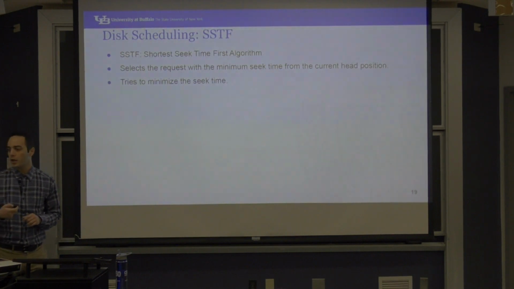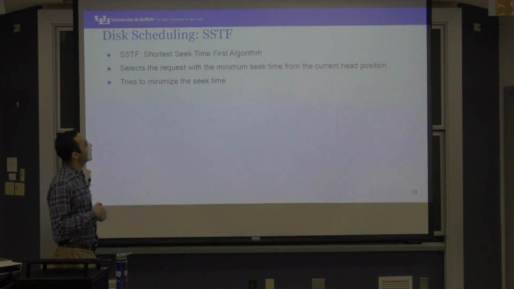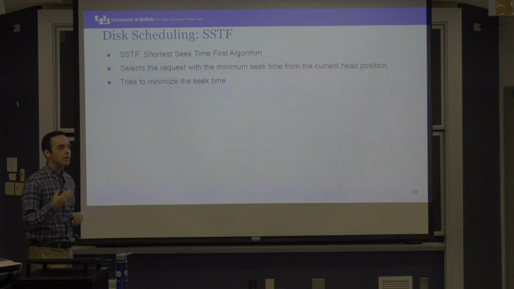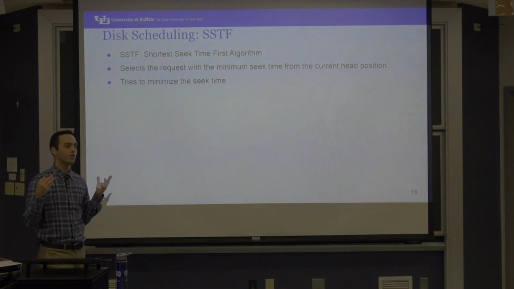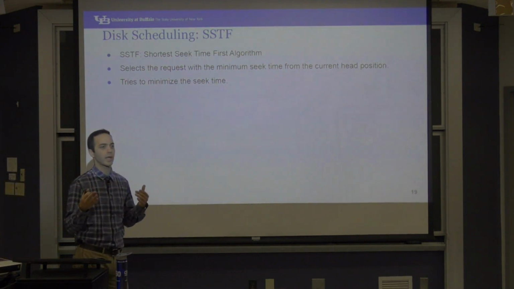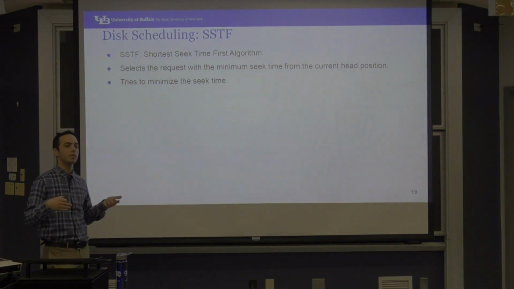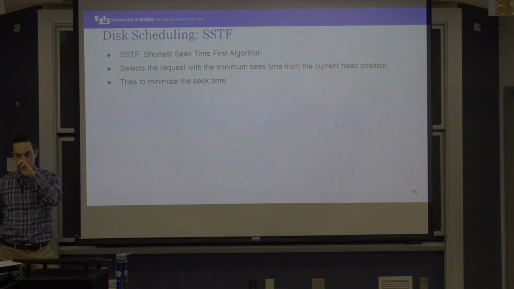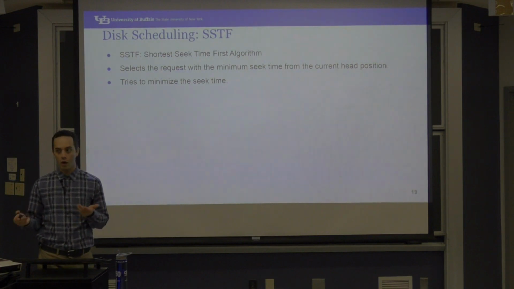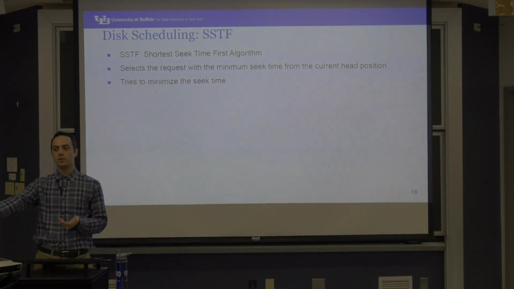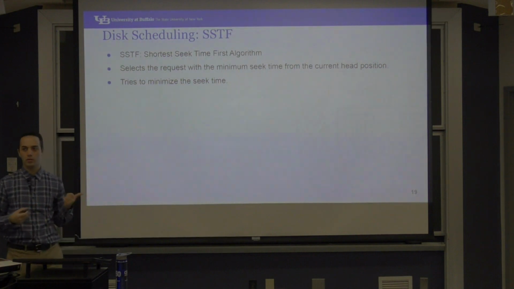So the next is shortest seek time first. The name already tells it. If you have a bunch of requests, you first serve the one that has the shortest seek time. Would that be the shortest from the current location, or the shortest from 0? Well, you want to minimize the time it takes your arm to move from the current location to there. So this is what it tries to do.